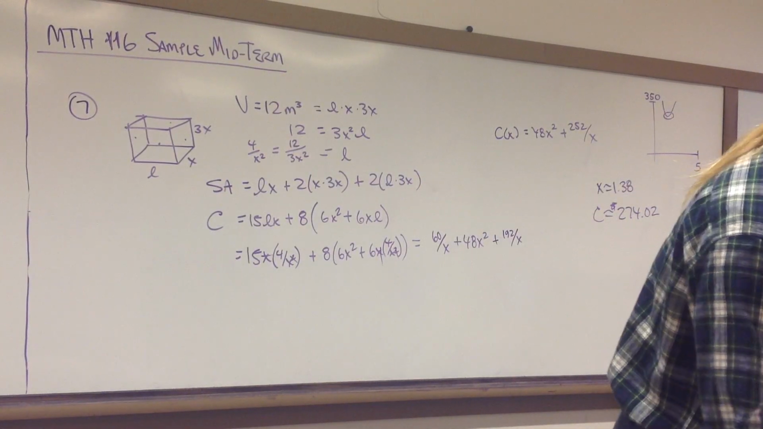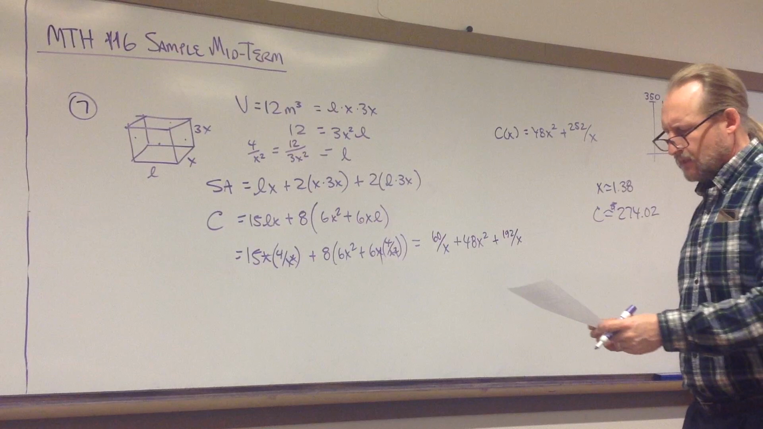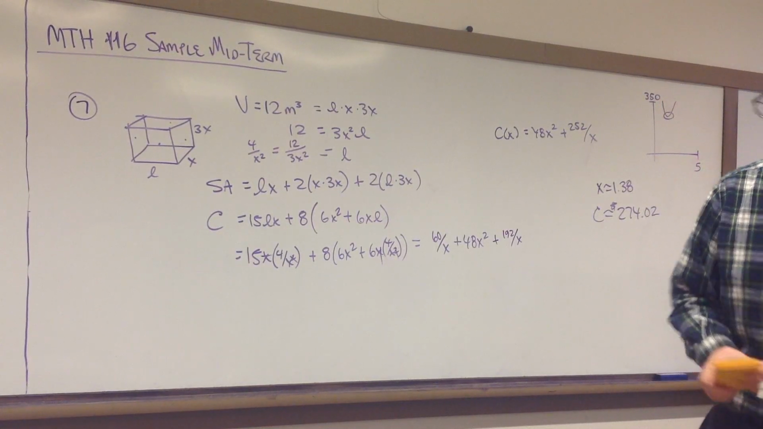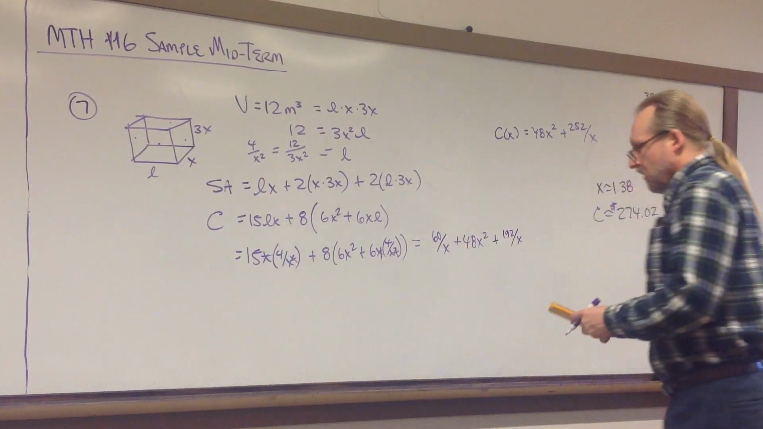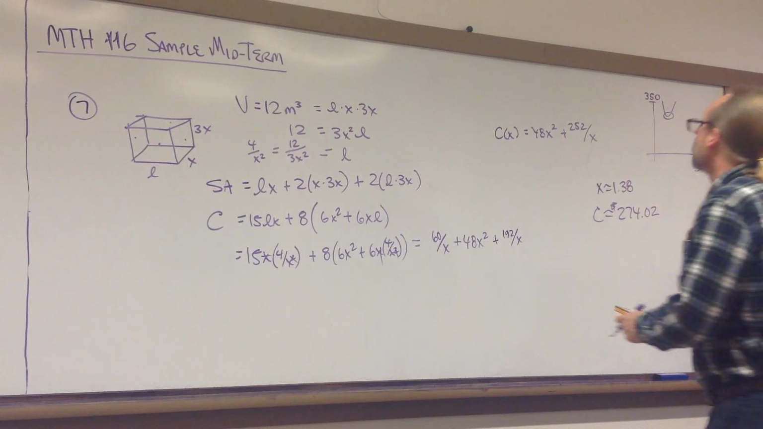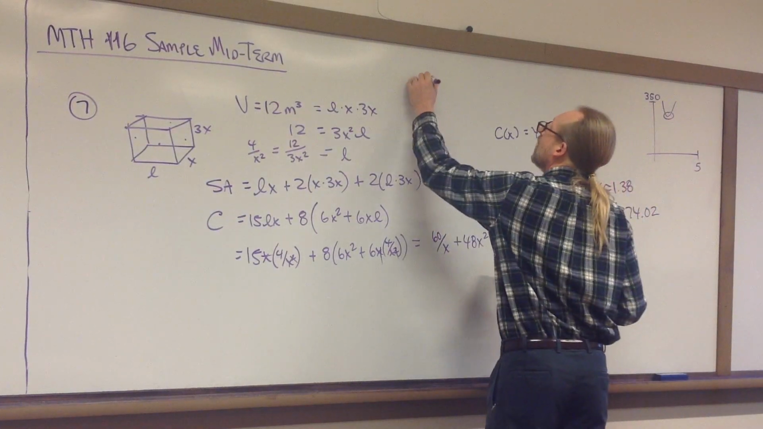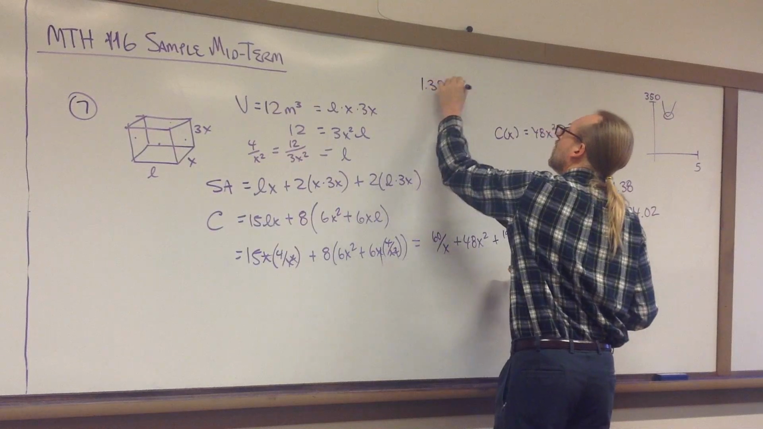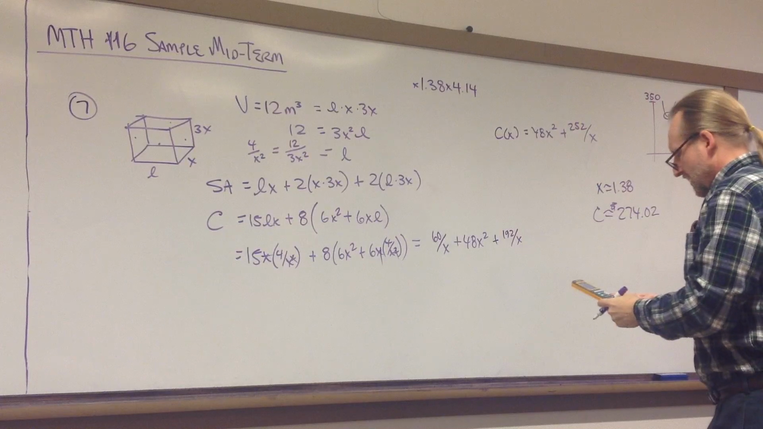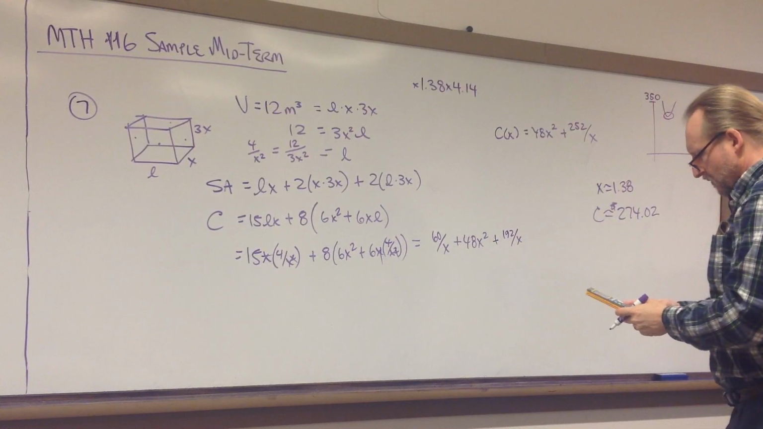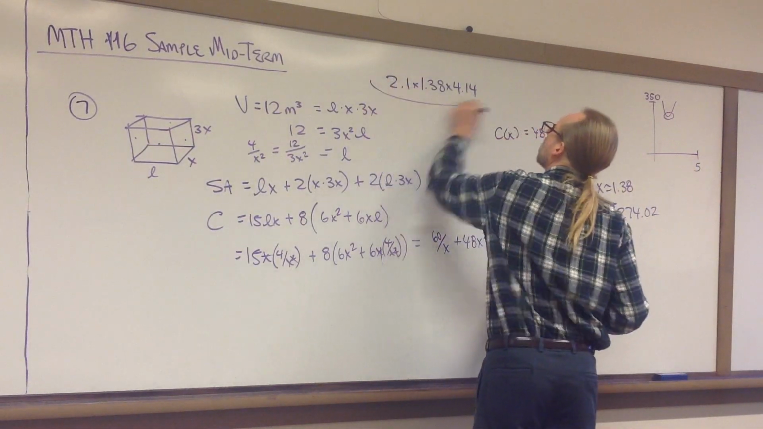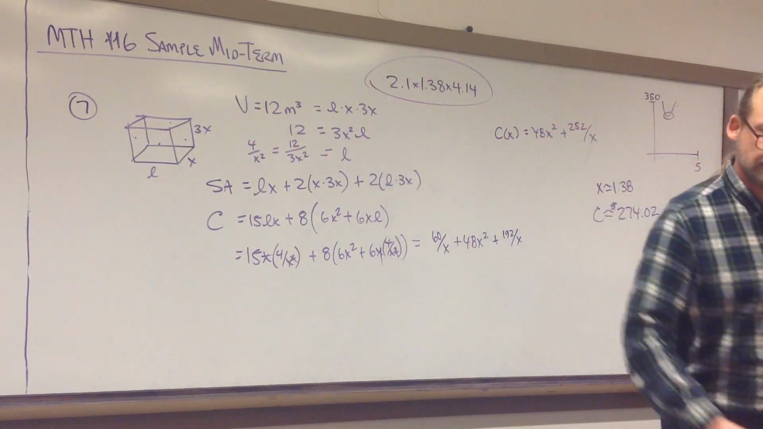All right, let's see if we answered the questions. Find the dimensions of the box that will minimize the cost. That's all we needed. Okay, so we know x is 1.38. So 1.38 times 3 is 4.14. And then the length is going to be 4 divided by 1.38 squared, 2.1. And there it is.